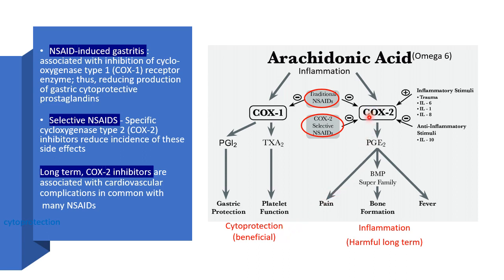Whereas COX-2, which is a mediator of acute inflammation, has its harmful long-term effects. Okay, in the short term it may be beneficial, but in the long term it causes harmful effects. Okay, so the traditional NSAIDs inhibit COX-1 and COX-2. They are inhibitors of COX-1 and COX-2, and as a result, both the protective and harmful effects of inflammation are seen in the patients.